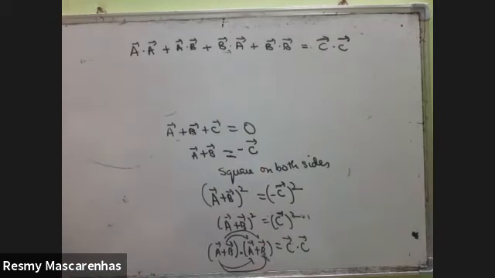Next is the cross product. Also called as vector product because the answer will always be in terms of vector.